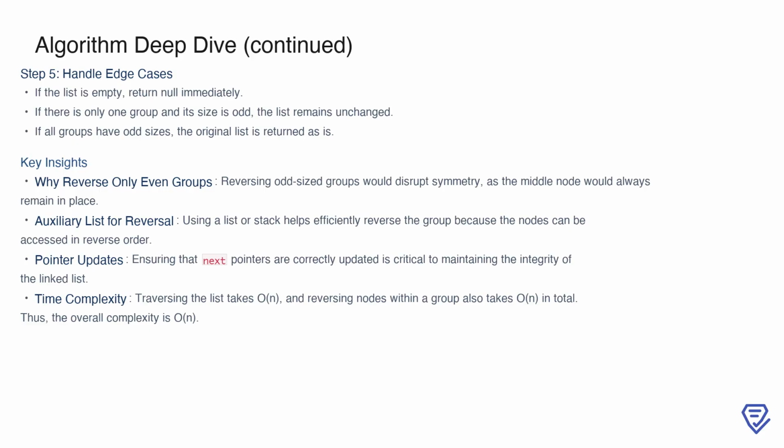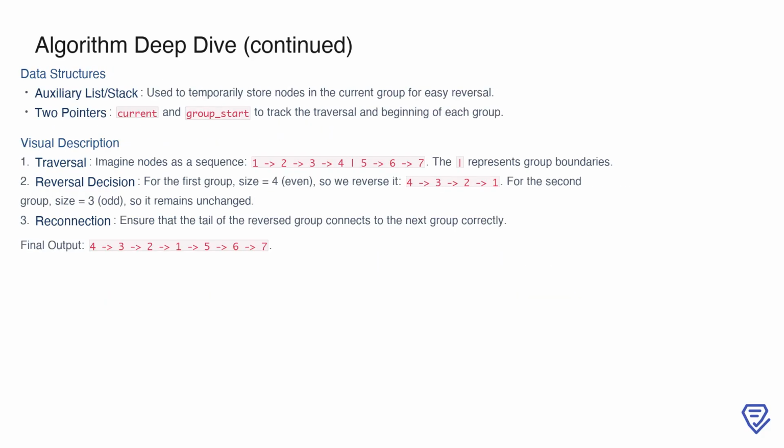Reversing an odd-sized group would leave the middle node in place, which disrupts the symmetry of the operation. Using an auxiliary list or stack makes it easy to reverse the group by providing access to nodes in reverse order, and careful pointer management ensures the list's integrity. Overall, the algorithm runs in O(n) time complexity because we traverse the list once, and the reversal of nodes within groups is linear with respect to the group sizes. To implement this solution, we rely on specific data structures and traversal techniques.